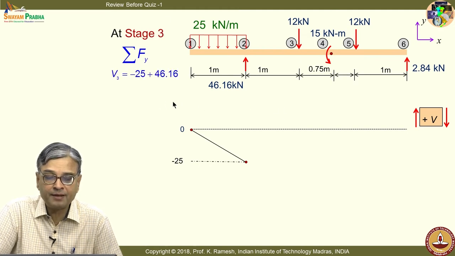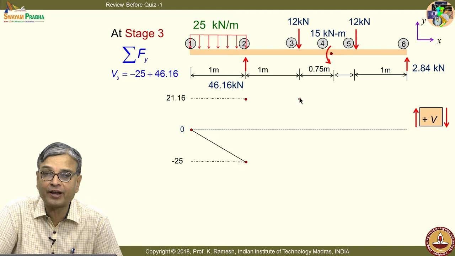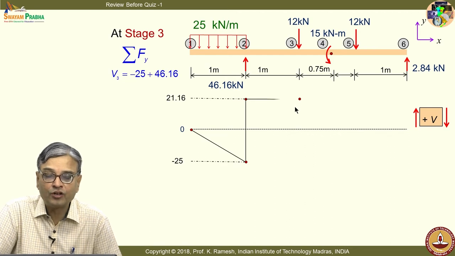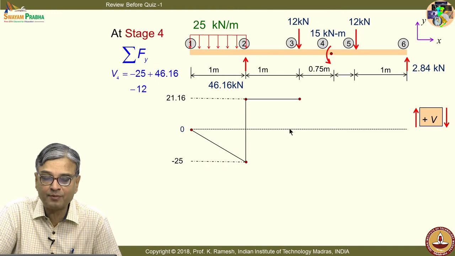I can mark them like this. I should not join this to this point. I should recognize at this point I have a shear force. I would join a vertical line like this, then it remains constant till 3, fine. So, if you do like this, when I have the force like this, I will come down, that is how the calculations will be, okay.